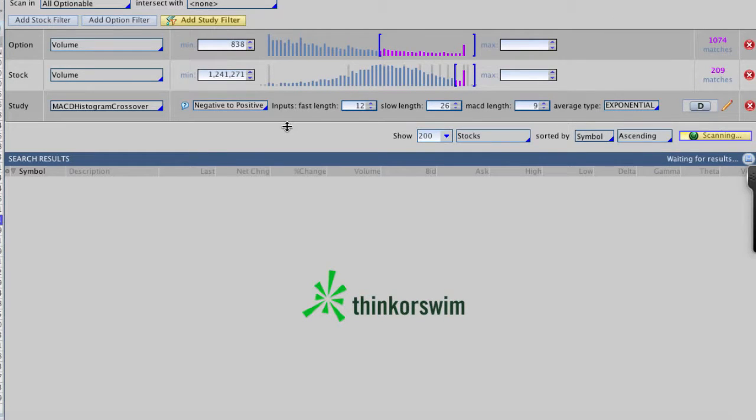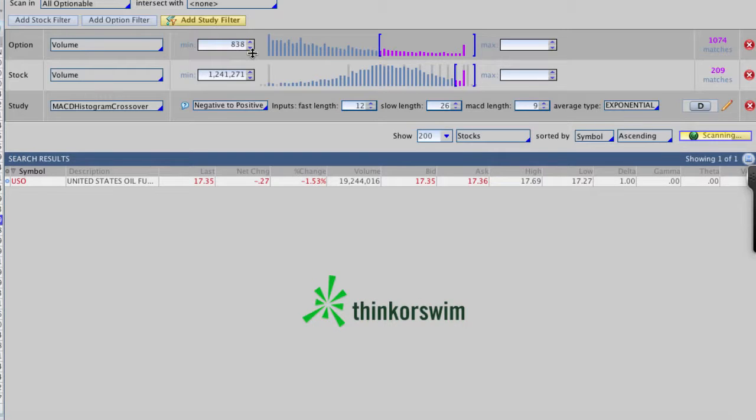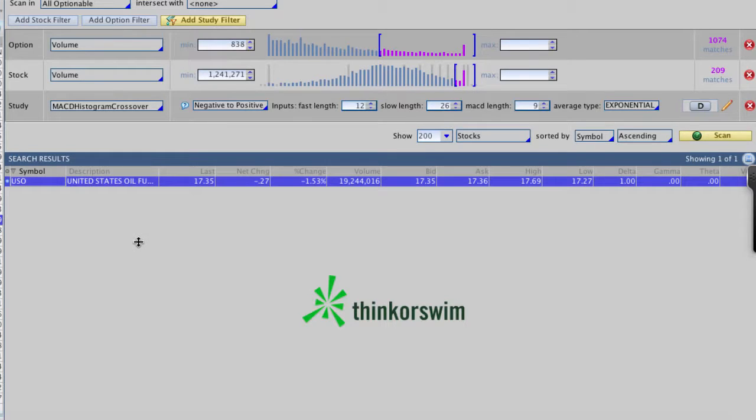That will pull up all the stocks with options that are tradable that have a MACD crossover from a low point to a high point. And you can see the first one on the list here is USO. This is pretty interesting. Or the only one on the list, which is pretty cool because now it's narrowed it down even more.